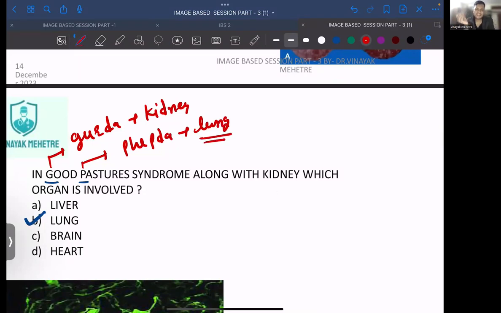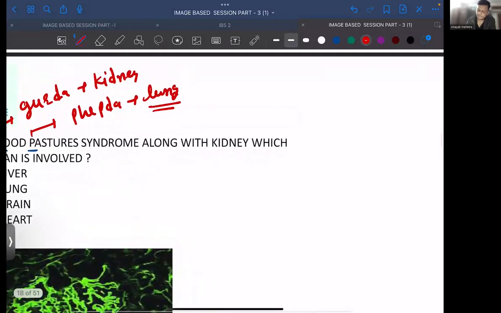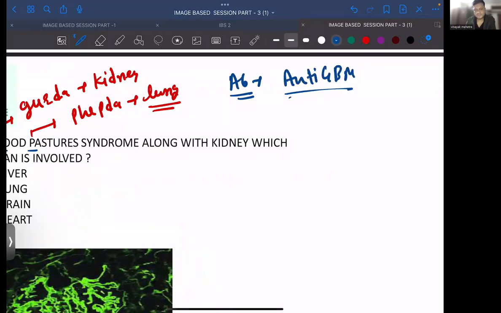If Gurda and Pepda, that means kidney and lung are involved, what will we call it? It is called Goodpasture syndrome. Okay, how will the question come? That means you are going to get clinical features from the kidney as well as clinical features from the lung, right? Which antibody do we see over here? Someone has answered this before. That is anti-glomerular basement membrane antibodies. Okay, anti-GBM, right?